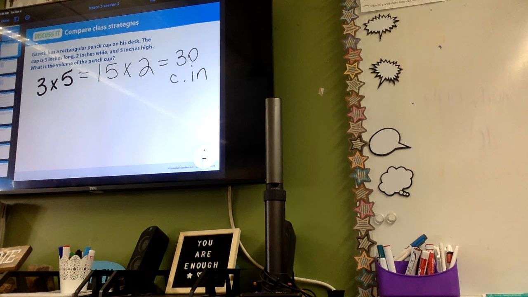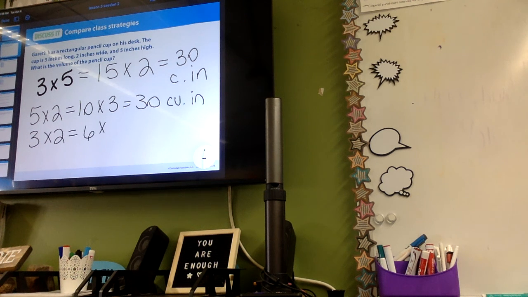Peyton, what'd you do? I did times 2, which gave me 10. Then I multiplied that by 3 and got 30. Okay. Isabella? I did 3 times 2, get 6, and 6 times 5, get 30 cubic inches. We see a pattern here. They're all the same answer, right? It doesn't matter what order you do it in. You're still going to get the same answer.